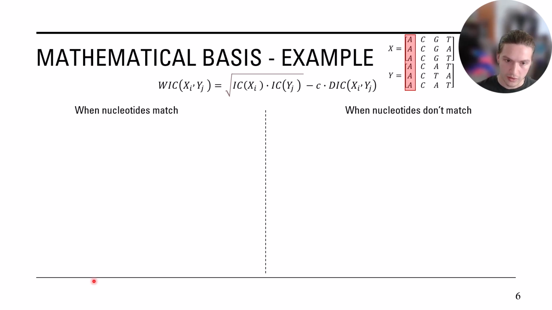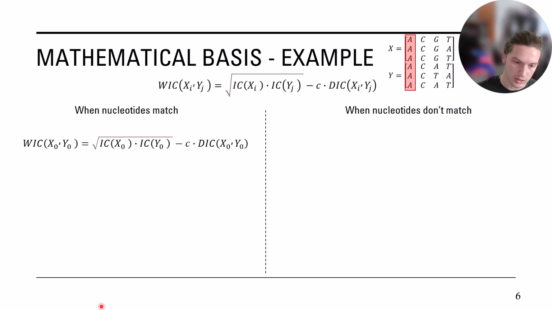So looking at that first position for the nucleotide matching example, essentially we just need to plug in the 0th position for X into information content, and 0th position for Y into the information content, and then both of them for the differential information content.